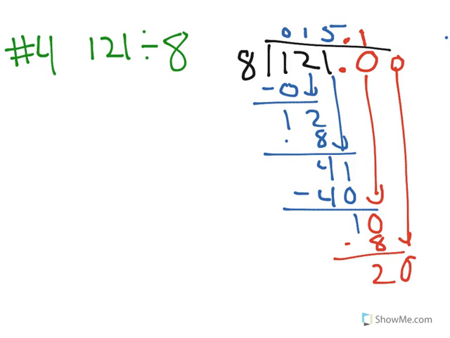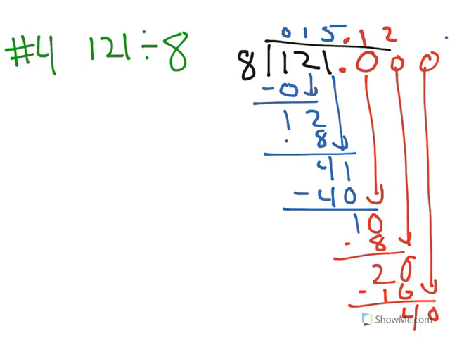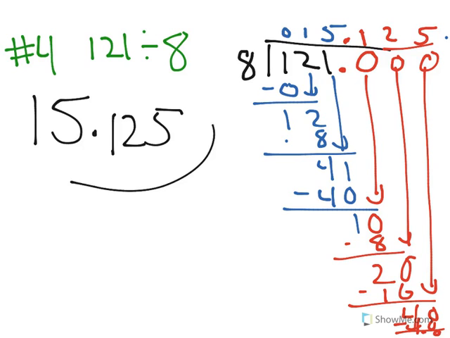Does 8 go into 20? The answer is yes. 2 times. Subtract. Still going to keep on going. Will 8 go into 40? The answer is yes. 5 times. So at this point, my answer is done. It's the same answer as before, but this time it's in a decimal form, so it's 15 and 125 thousandths. So it's the same problem, just written 2 different ways. Hope this helps.